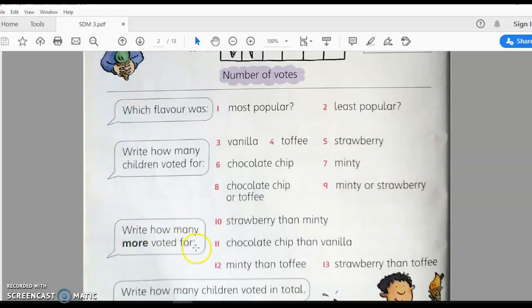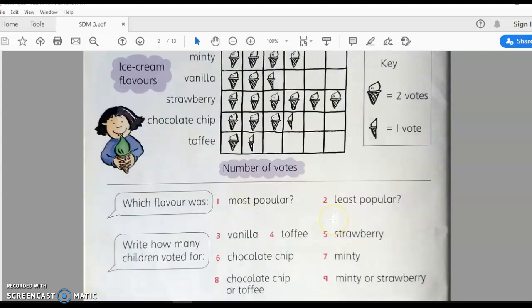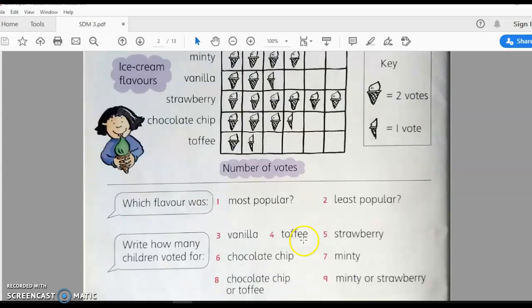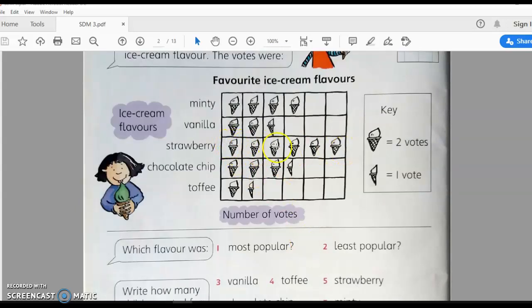Write how many more voted for. Now, can you see the word more? It's in bold. That means it's very important. So let's try and understand very well what it's asking us for. Write how many more voted for strawberry than minty. What is it asking us for? So that means that even if we look at the pictograph for strawberry, we have more votes than minty. It was than minty. We have many more votes here than we have here. So how many children voted for strawberry compared to minty?